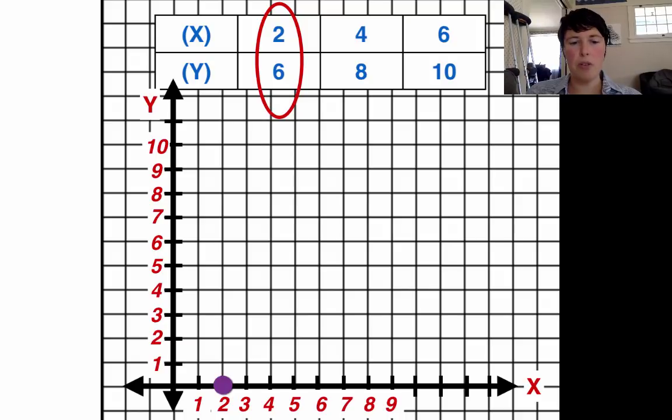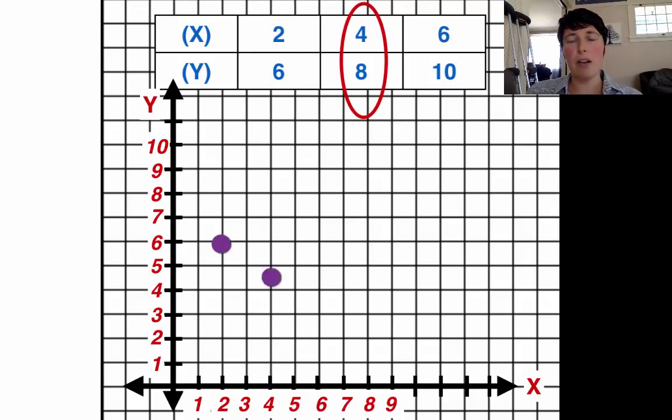Okay, we're going to start with our (2, 6) point. So I'm going to go to x equals 2. You can see my little purple dot down there. And I'm going to go up to 6 and place my point. Then I'm going to graph (4, 8). So I'm going to go to x equals 4 and I'm going to go up to 8. And then I'm going to graph (6, 10). So I'm going to go to x equals 6 and up to 10.